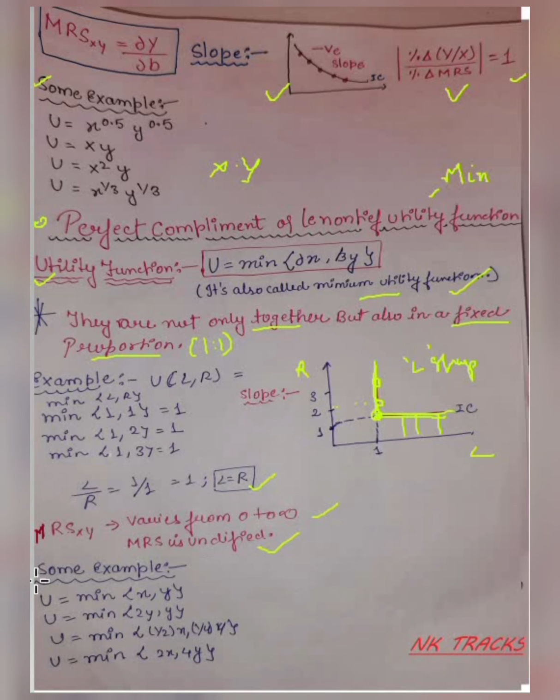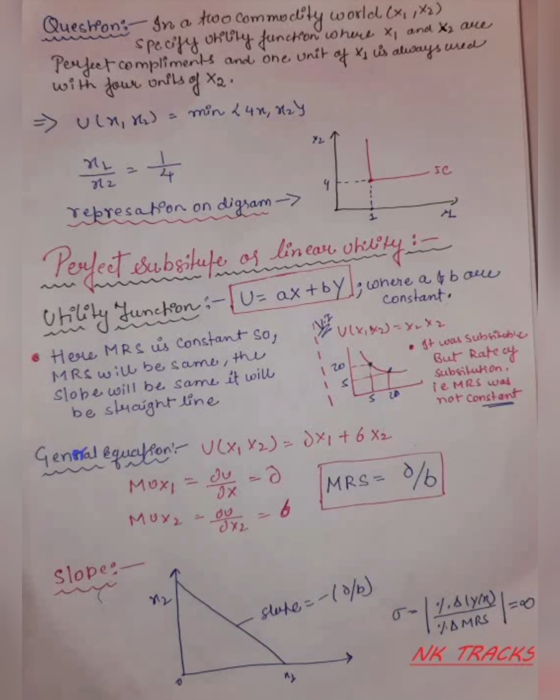The utility function could be represented in the following ways, like u is equal to min x comma y, u is equal to min 2y comma y, u is equal to min 1 by 2 x comma 1 by 4 y, u is equal to min 2x comma 4y. Now let's see a question over here.